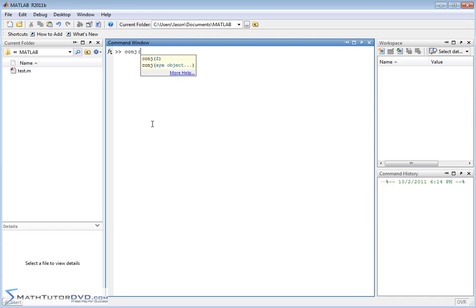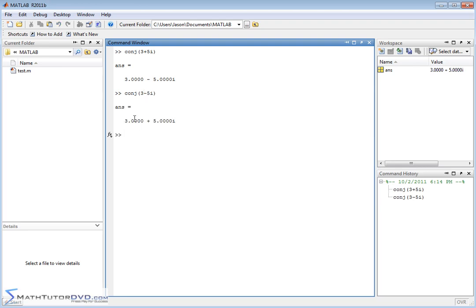When you take the conjugate of a complex number, it returns another complex number, but with a negative sign inserted in front of the imaginary part. So the conjugate of 3 plus 5i is 3 minus 5i. The conjugate of 3 minus 5i is 3 plus 5i. So basically when you take the conjugate, it's just flipping the sign of the imaginary part.